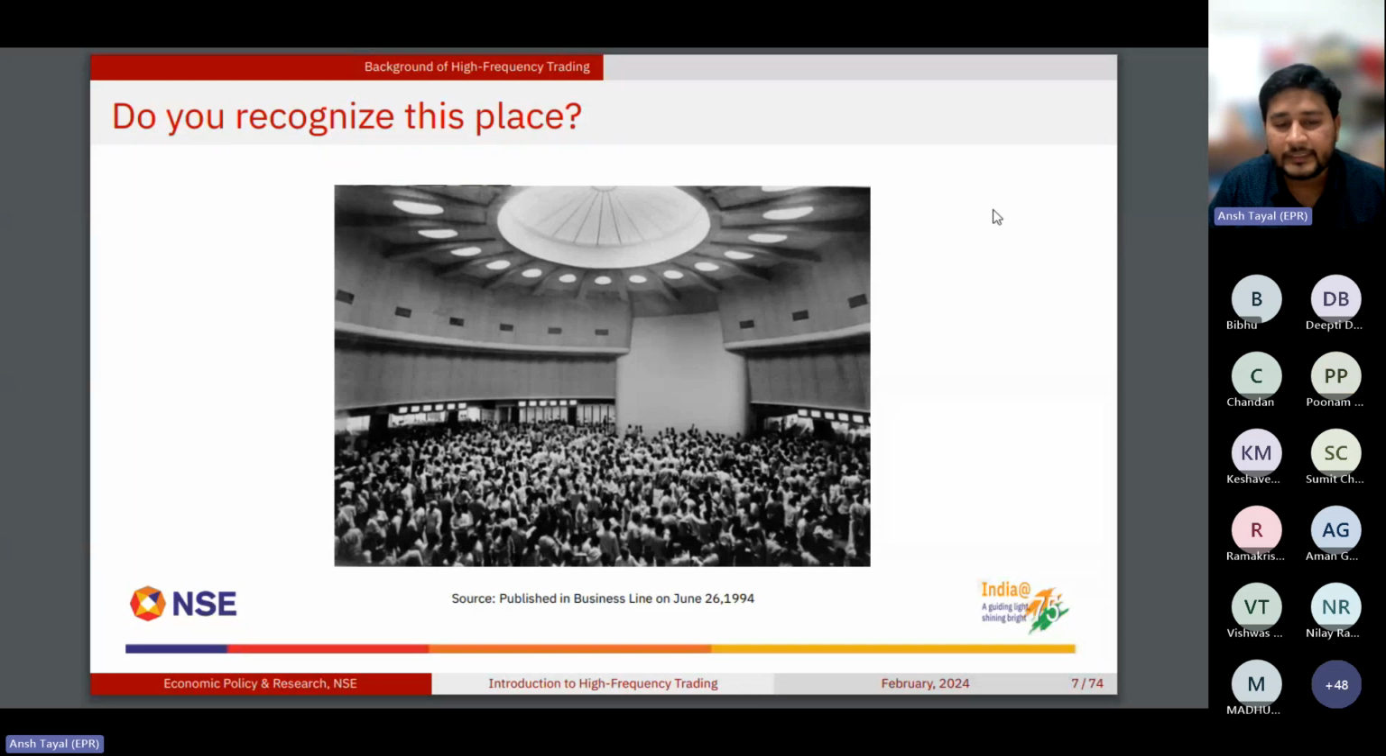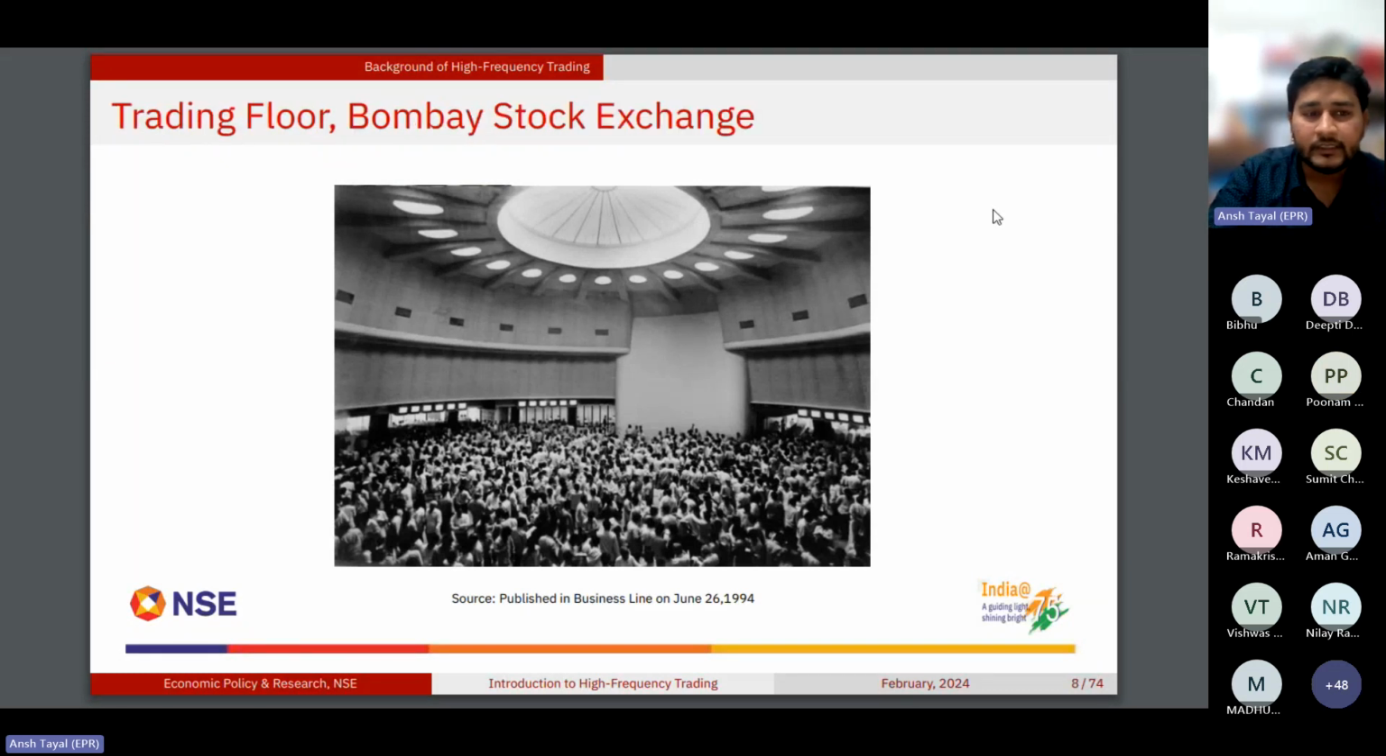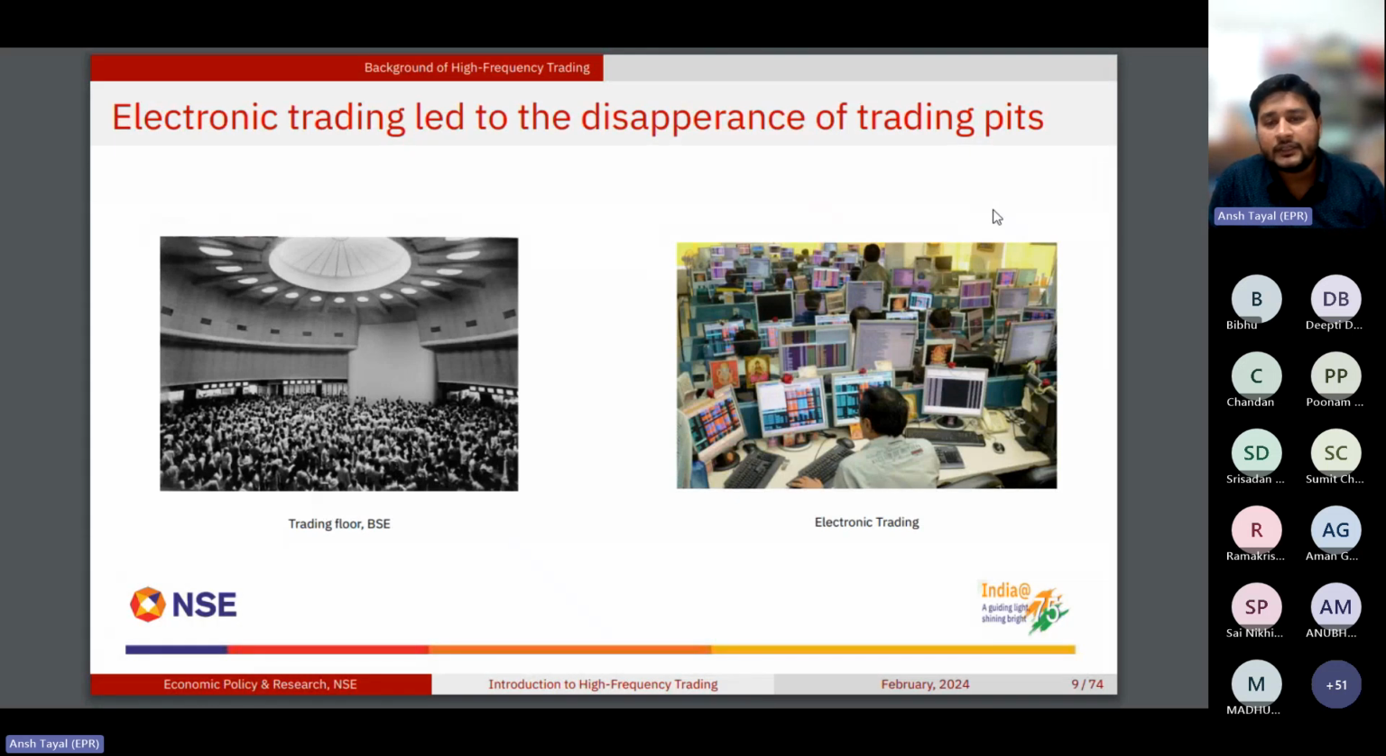This is a picture from the Business Line newspaper in 1994. This used to be the trading floor of the Bombay Stock Exchange. You must have seen it in movies as well. There used to be a huge circle where different brokers had something called rings, and each ring had sub-brokers for various trading members. One trading member would have various sub-brokers who traded on its behalf in the rings, and people used to look at each other, shout at each other, and trade using physical securities. But electronic trading led to the disappearance of trading pits.